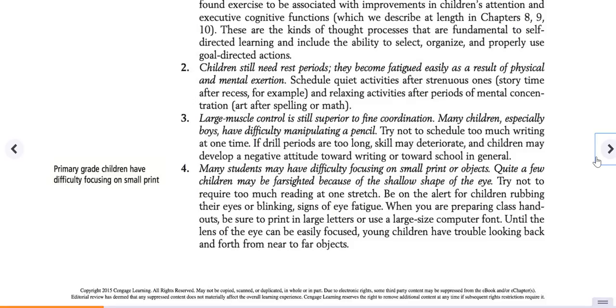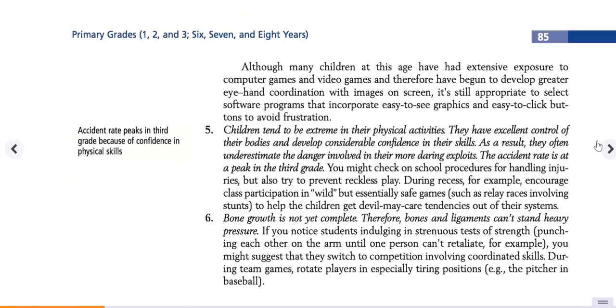Until the lens of the eye can be easily focused, young children have trouble looking back and forth from near to far objects. Although many children at this age have had extensive exposure to computer games and video games and therefore have begun to develop greater eye-hand coordination with images on screen, it's still appropriate to select software programs that incorporate easy-to-see graphics and easy-to-click buttons to avoid frustration.